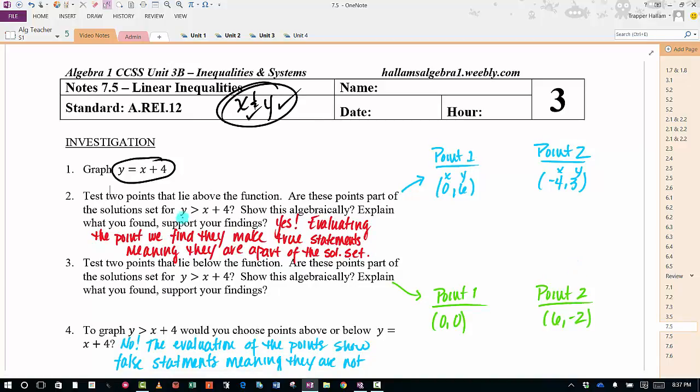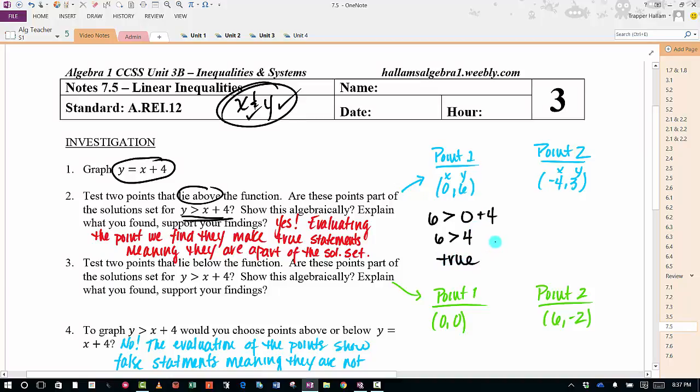So first it says pick a couple that lie above the line, so we've done that. That's what these two blue points do. And it says evaluate and say algebraically what happens. So let's go ahead and plug these 2 points in, an x-coordinate and a y-coordinate, into that function. So y is 6, and we're going to use this inequality instead here, right? So 6 is greater than 0 plus 4. Well, what does that really mean? 6 is greater than 4? Yeah, that's true. So, hey, what does that mean? Well, I don't know. Let's check this other point and see if we can figure that out.